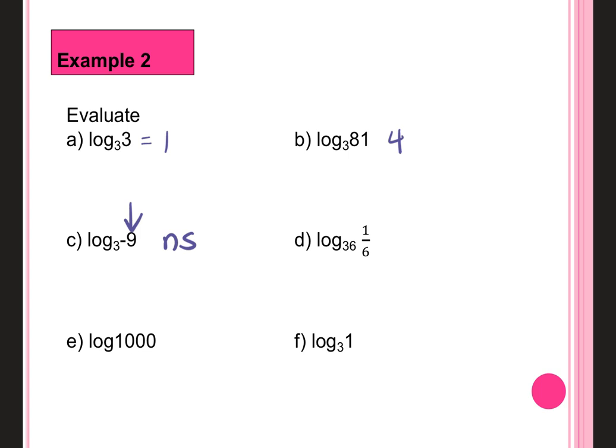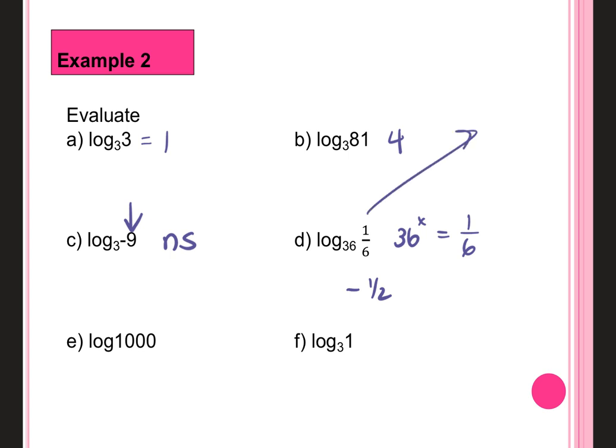All right, log base 36 of 1/6. So how do I get from 36 to 1/6? The negative is going to move it to the bottom, right? So if I'm looking like this, 36 to what power equals 1/6? The negative moves it to the bottom, so I do need it to move to the bottom, right? But I'm going from 36 to 6. What's that exponent? 1/2. It is a square root, and a square root is a 1/2.